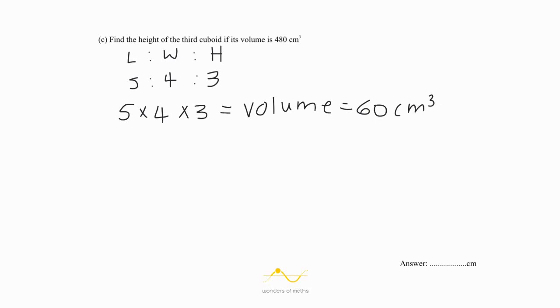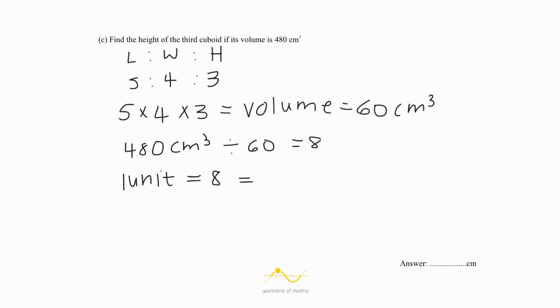However, we're told that in the case of this cuboid, the volume is actually 480 centimeters cubed. If we divide 480 by 60, we get 8. This means that from our original ratio, the ratio has been scaled up by 8. This means that 1 unit in our ratio is equal to 8.